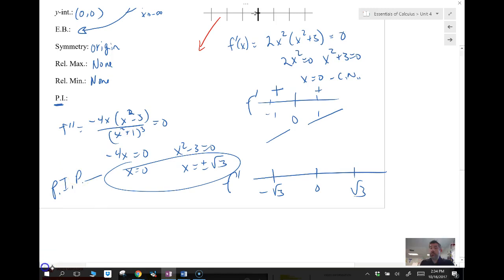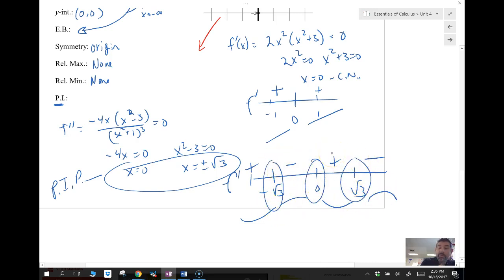All right, so we're going to test these here. When I put these back in and test them, I'm going to get plus here, minus here, plus here, minus here. Look at that. It's concave up, concave down, concave up, concave down. So I do have points of inflection. Actually, all of these are inflection x values. So I'm going to plug these values back into my original to get my points of inflection.